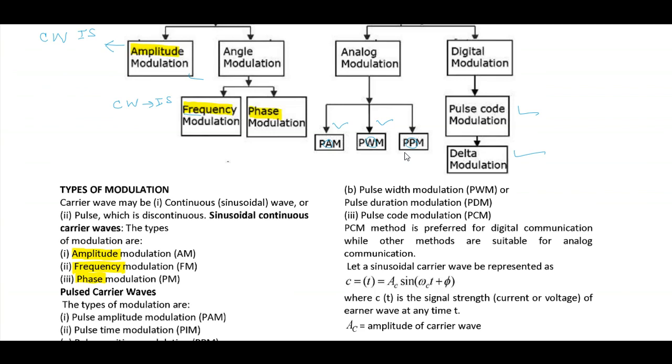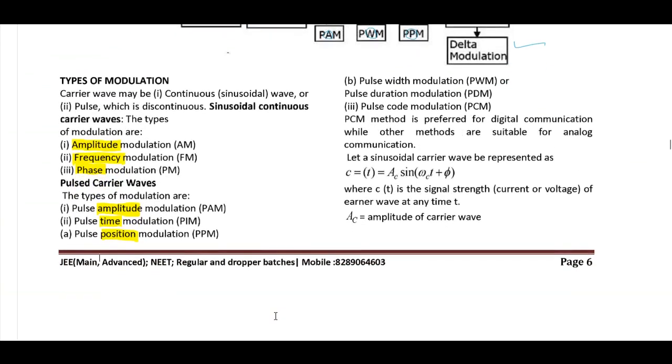In the next part, we have got the pulse carrier wave. Types of modulation is PAM. This is pulse amplitude. You just focus on the tree which is available. Pulse amplitude and then pulse time and then pulse position. Another is pulse phase. And then pulse width modulation and pulse duration modulation, PDM. Now this pulse time modulation is further divided into pulse position modulation, pulse width, and then pulse duration modulation. Then pulse code modulation, PCM method is preferred.